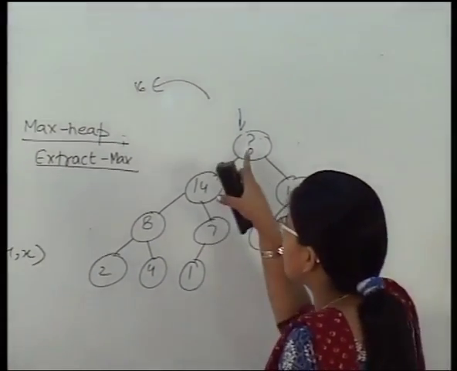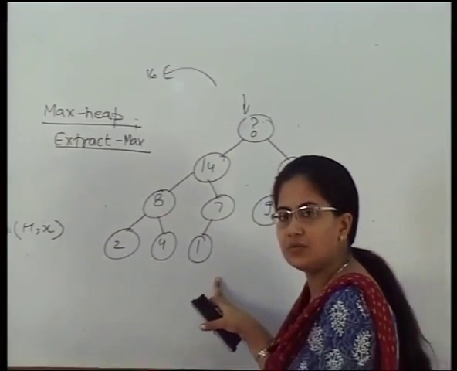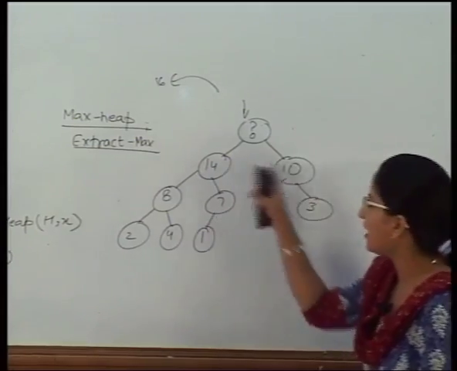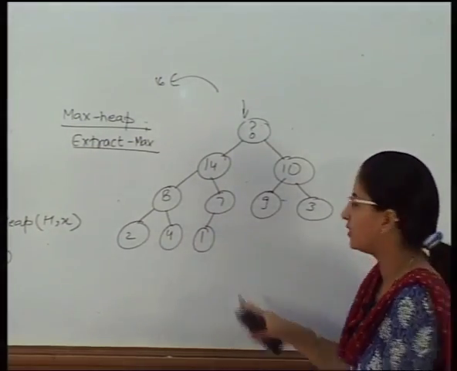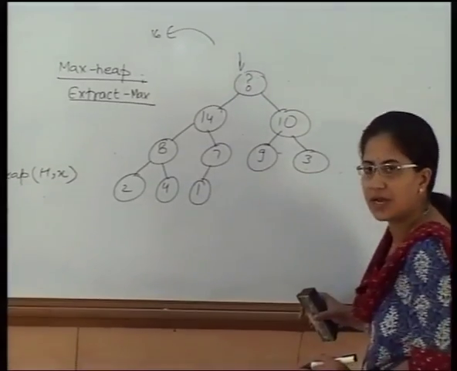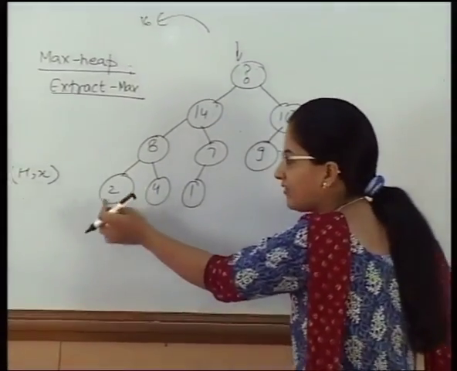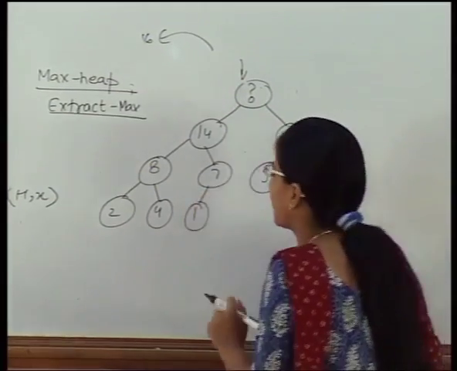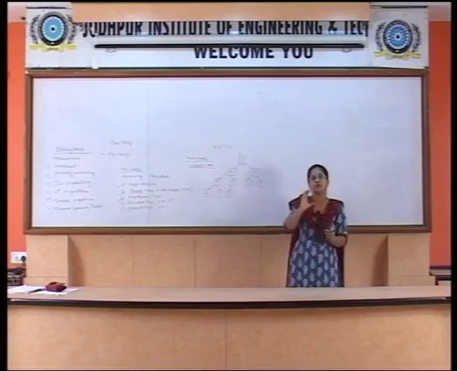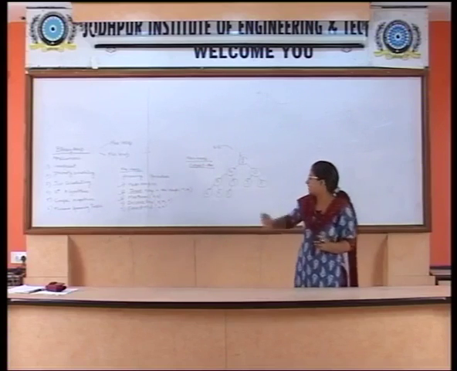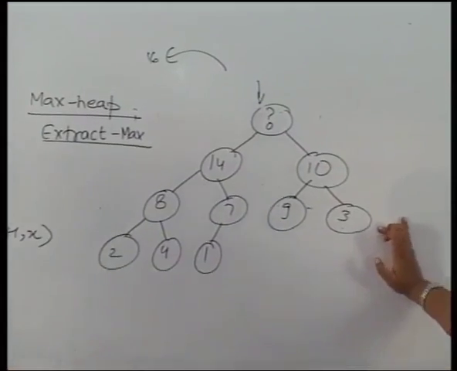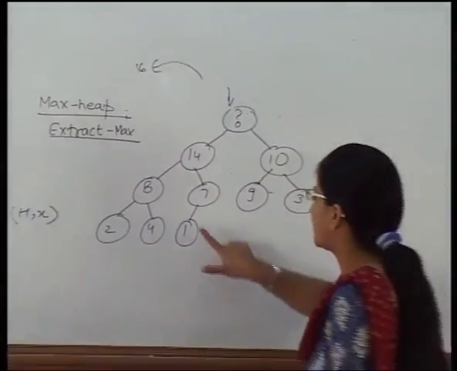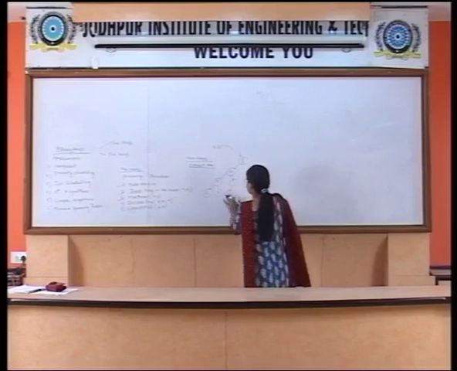Now replace this by the last value which is present in your heap, the last leaf node. Now you can find from here which one will be the leaf node. Again you are having the leaf node at this level. At the last level we are having these leaf nodes. Replace this by this particular leaf node, in order to get a complete tree at this level and which is completely balanced. So replace this by 1.